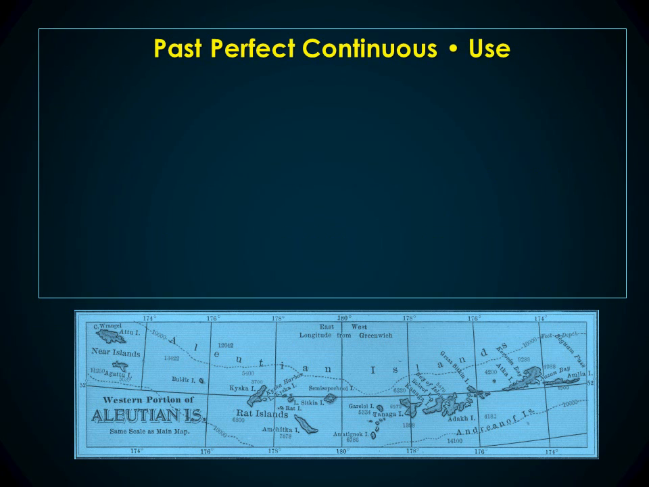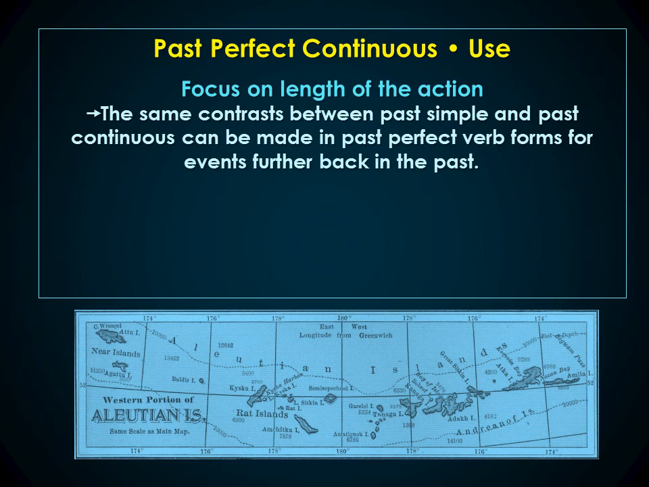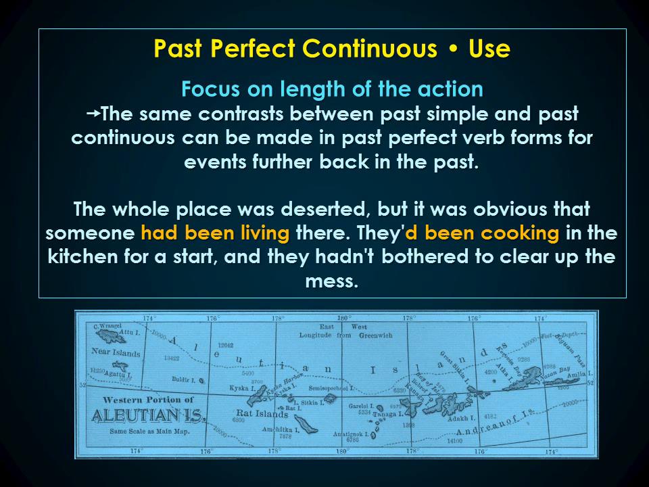The past perfect continuous, on the other hand, focuses on the length of the action. The same contrasts between past simple and past continuous can be made in past perfect verb forms for events further back in the past. For example, the whole place was deserted, but it was obvious that someone had been living there. They had been cooking in the kitchen for a start, and they hadn't bothered to clear up the mess.